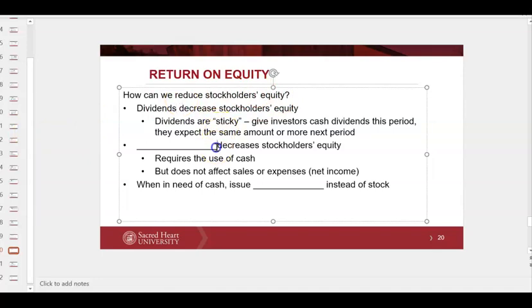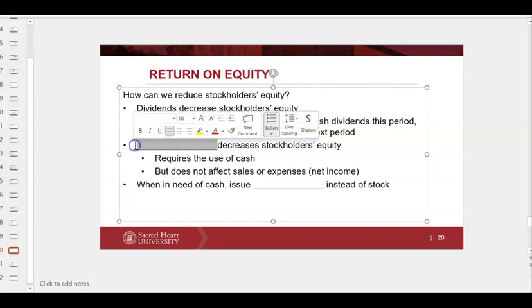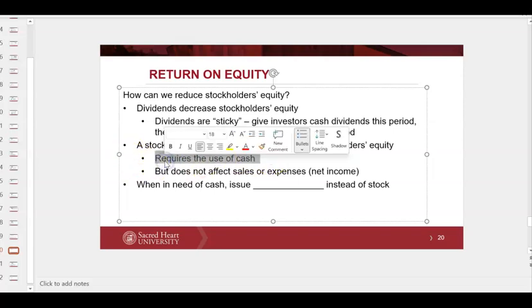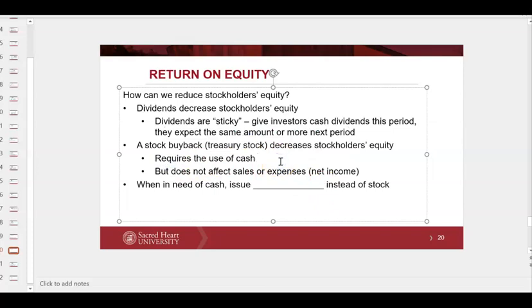What else can a company do to reduce its stockholders' equity? It can do a stock buyback, or in other words, acquiring treasury stock. That will decrease stockholders' equity. Really, the only drawback to this is that it requires the use of cash. If a company buys its own shares of stock, that will automatically reduce stockholders' equity and therefore increase return on equity, which is good for investors. And it doesn't affect sales or expenses. So as long as we have the extra cash, we can buy our shares, increase ROE, and not affect net income.